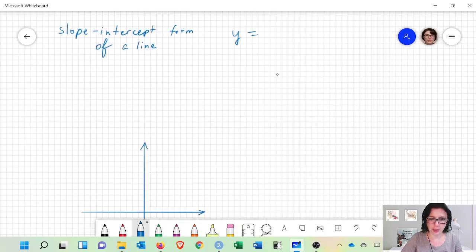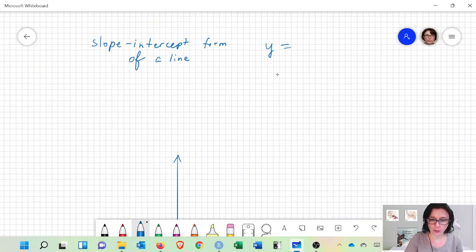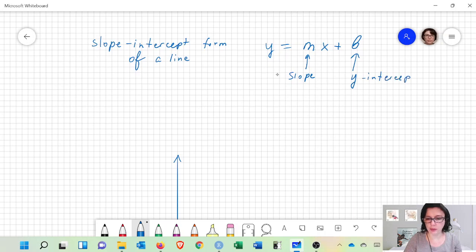So generally, a line will have a format like mx plus b. Okay, so what's what here? m is the slope, and b is what we call the y-intercept. That's where the line intersects with the y-axis.